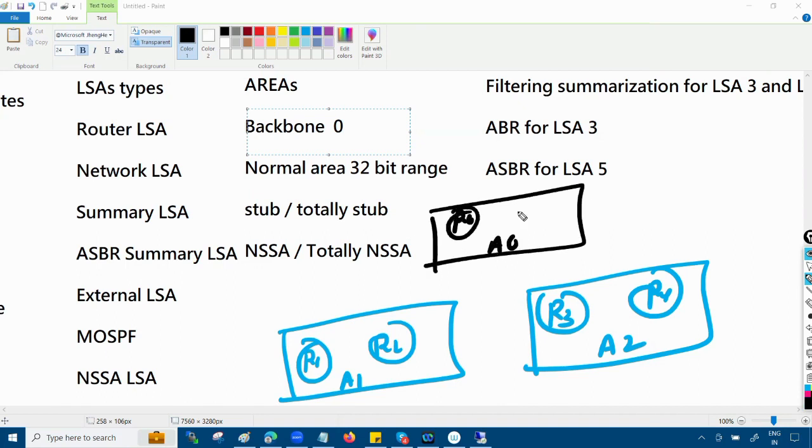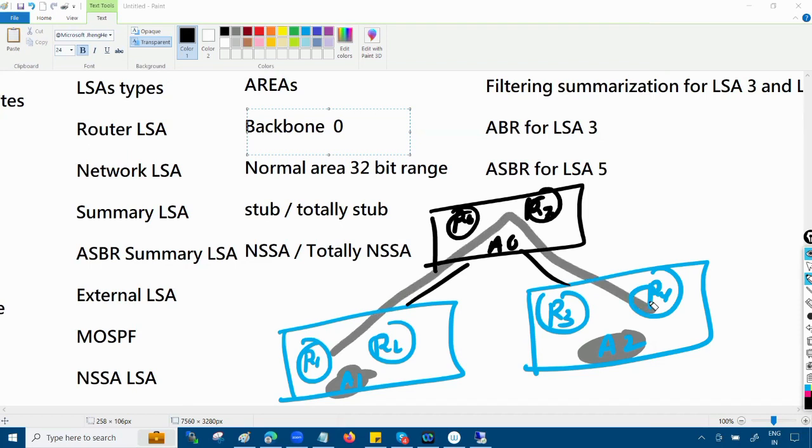That's my R6 and R7. Through this area 0, I can provide the communication between the two different areas. If you want to provide inter-area communication, from area number 1 to area number 2, your traffic must go through area 0. So area 0 is my transit area, right? You really need to have an area 0. If you don't have an area 0, you cannot provide the communication. And this is the backbone area.